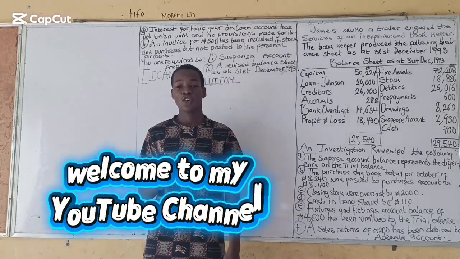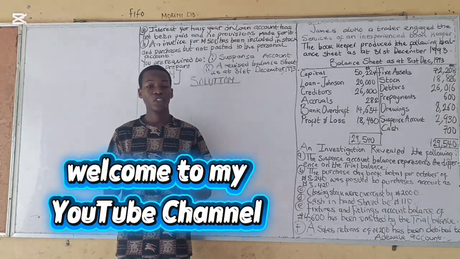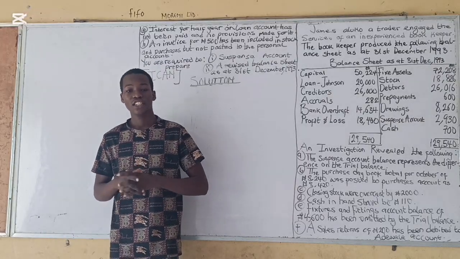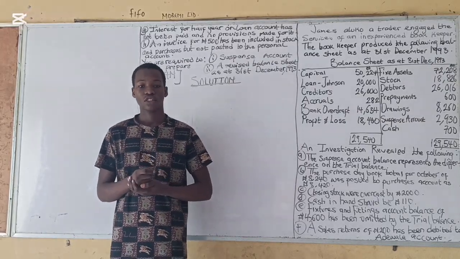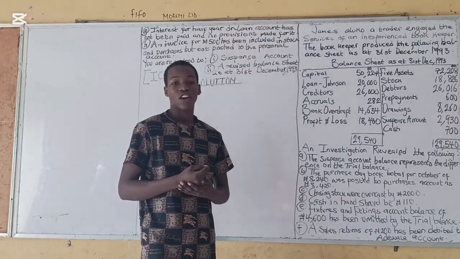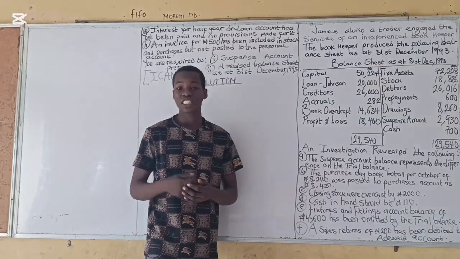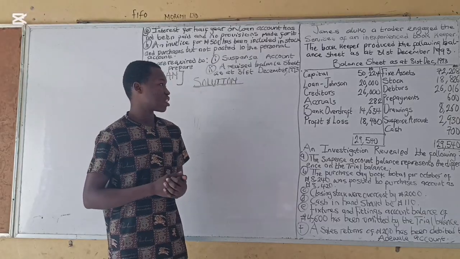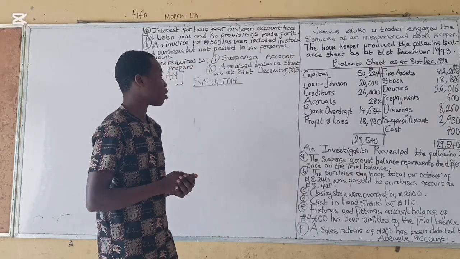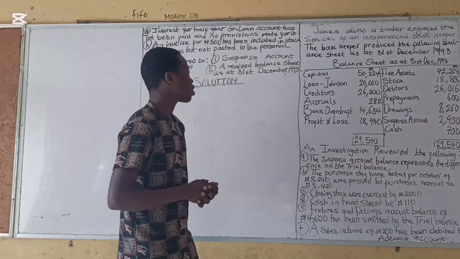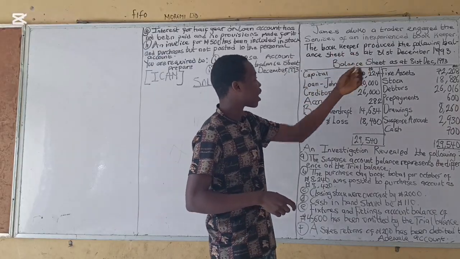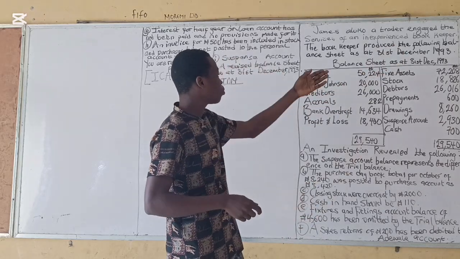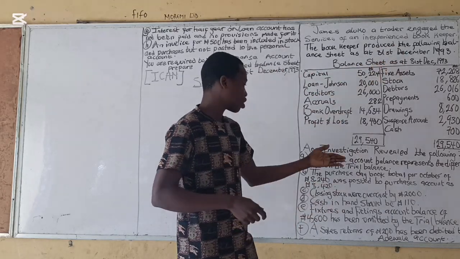So here is part 3 on suspense accounts, reported profits. What happened here is that the final account has been prepared, but after investigation was carried out, it was discovered that there is an error. From the question above, you can see that it says James Arco, a trader, engaged the service of an inexperienced bookkeeper. The bookkeeper produced the following information.